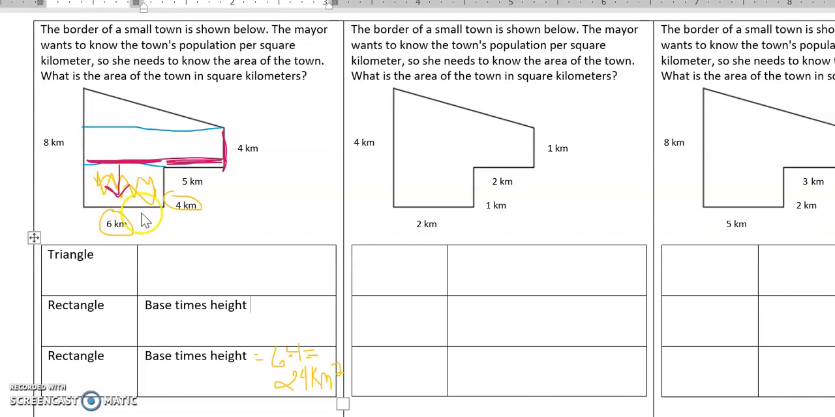This part is 6. Because remember, in a rectangle the numbers across are the same length. This part here is 5. So 6 plus 5 gives me the total length, which is 11. So my base is 11. My height is 4. And that equals 44 kilometers squared.